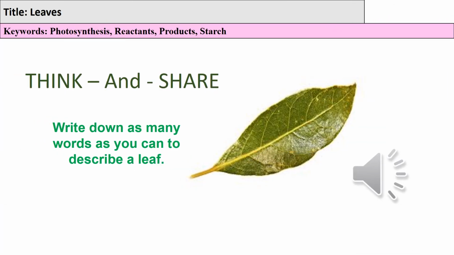Had to describe this leaf, what words would you use? Write down as many words as you can think of to describe a leaf.